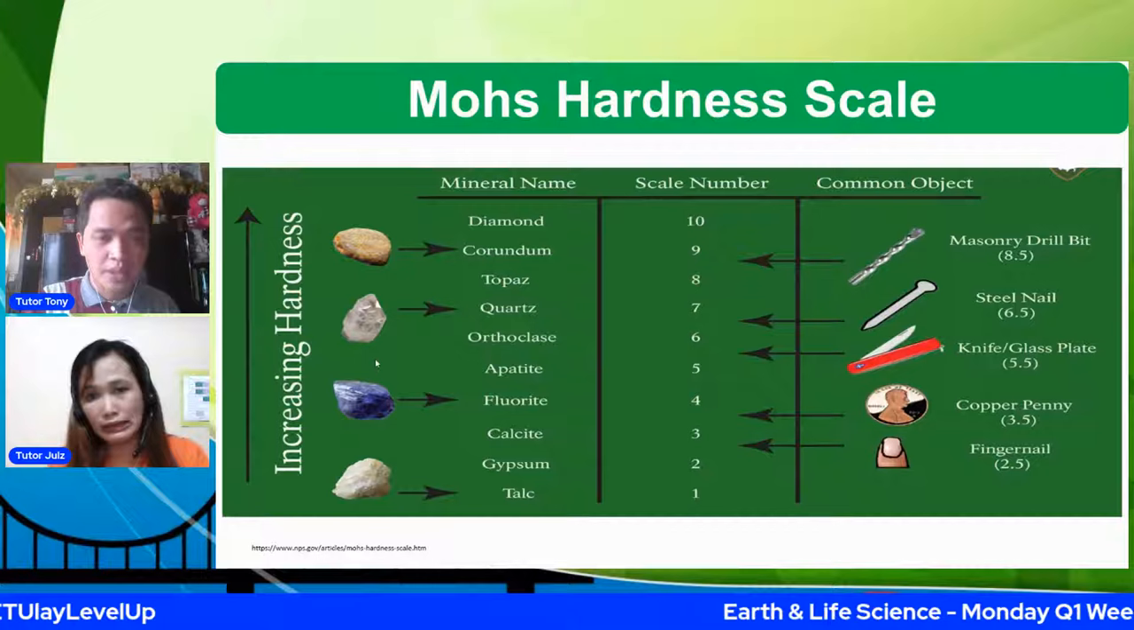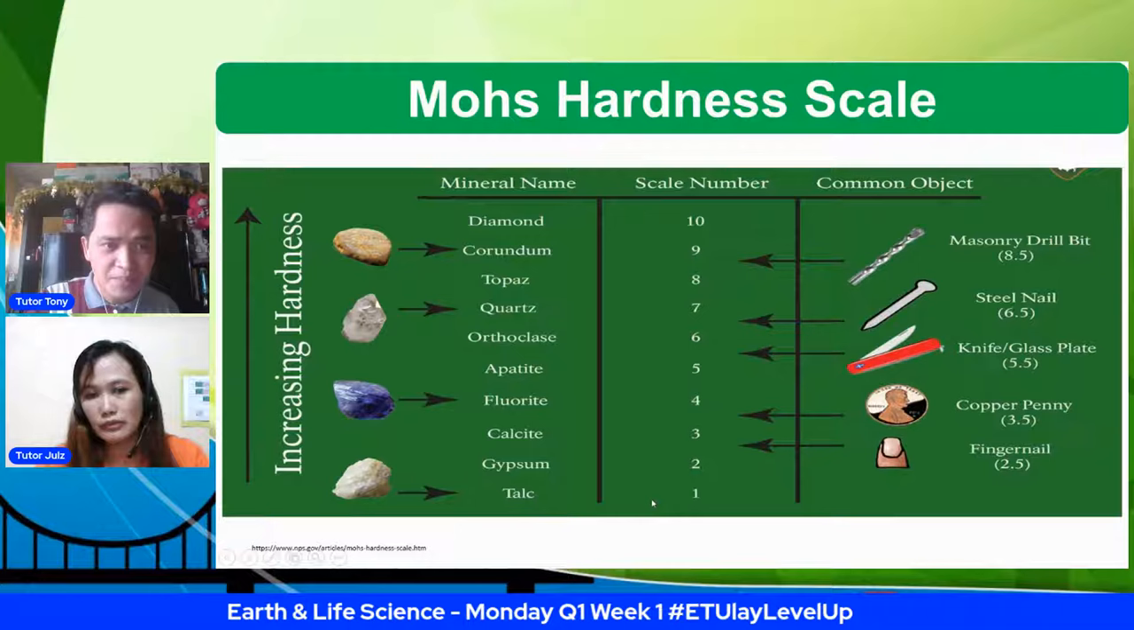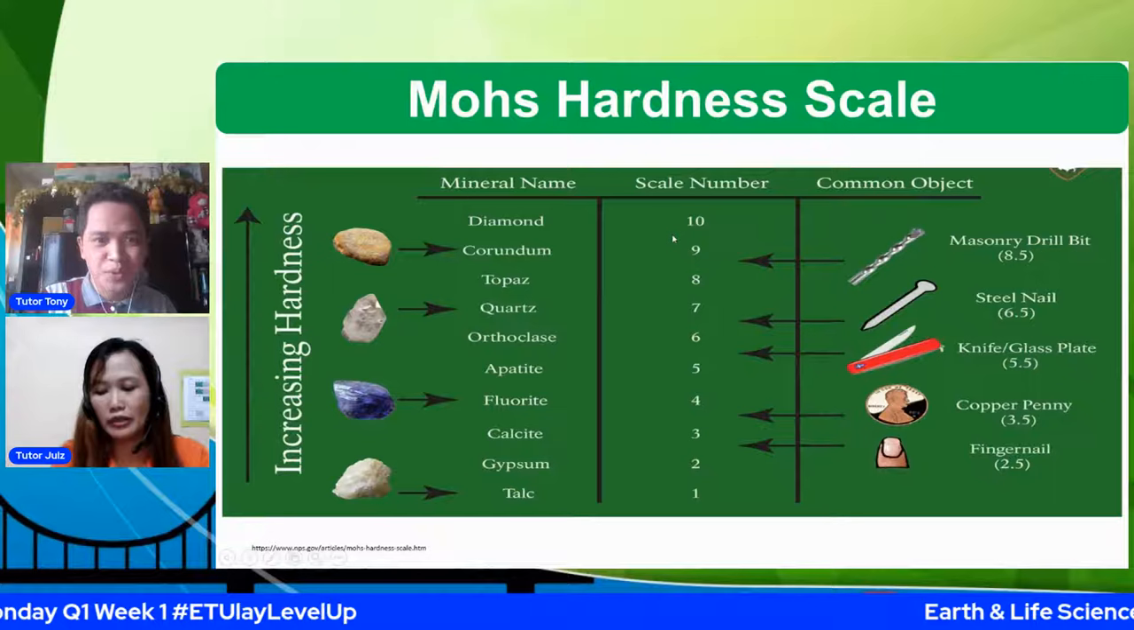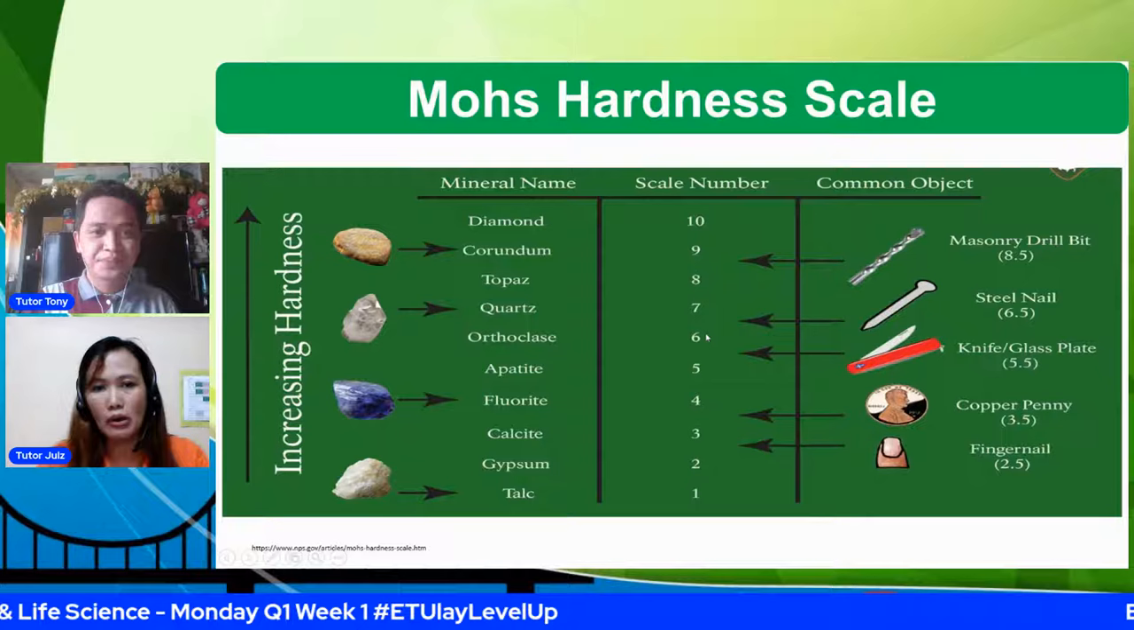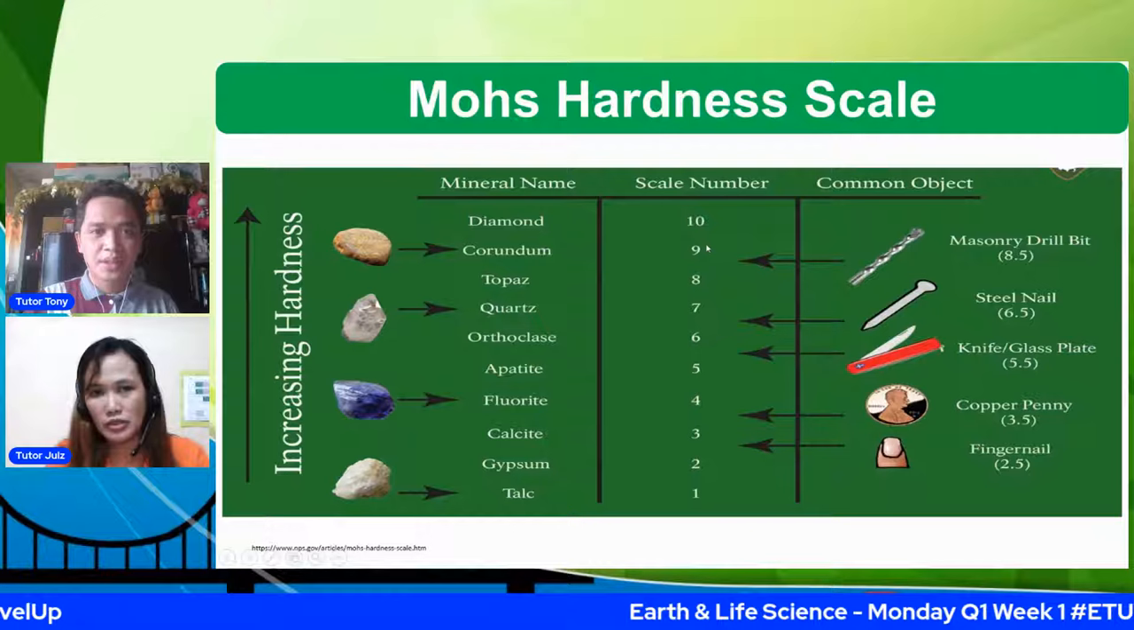Okay. So if you would recall, talc as the softest, ma'am, no? The softest mineral and diamond being the hardest. What are the other ones, ma'am? Sa ano yung ranking nila, ma'am? So we have talc, 2 gypsum, 3 calcite, 4 fluorite, 5 apatite, 6 orthoclase, 7 quartz, 8 topaz, 9 corundum, and 10, the hardest, as you had said a while ago, it's diamond. Diamond, ayan. So, let us now proceed with this one.